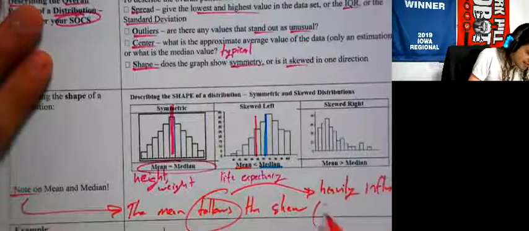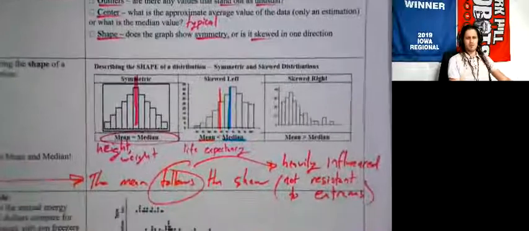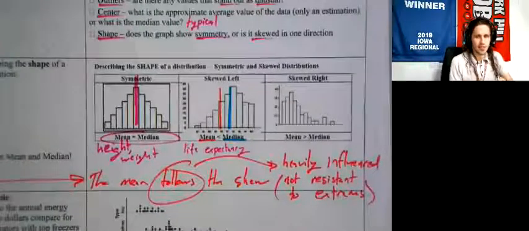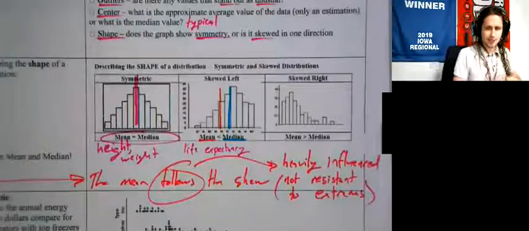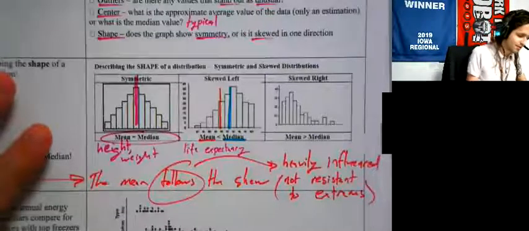That is, it is not resistant to extremes. The mean follows the skew. It's heavily influenced by it. It's not resistant to extremes. And I think the next example might be better on that.